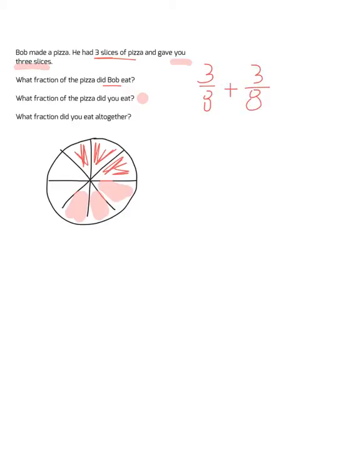And what did you eat altogether? You ate 3 plus 3 of the 8 total, which gives you 6/8. Some of you might recognize that you can simplify this fraction to get 3/4. And if you look here, you might even notice that it's divided into fourths.